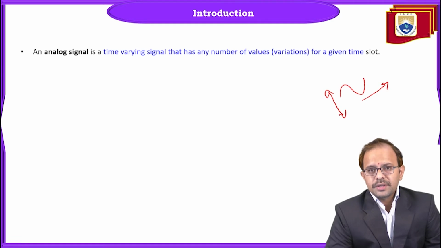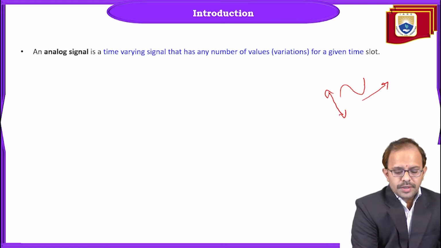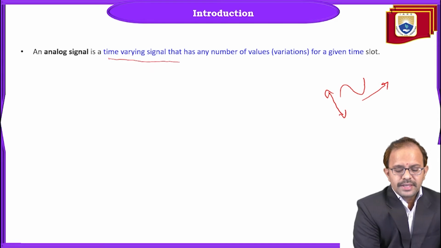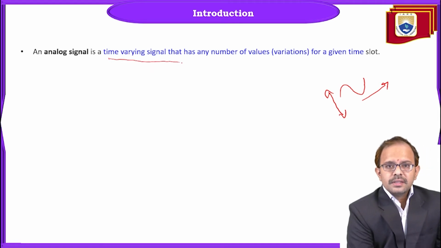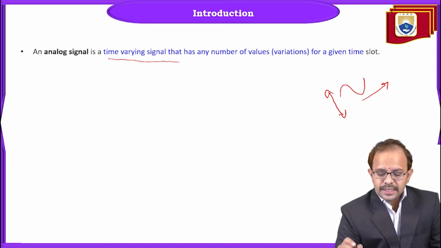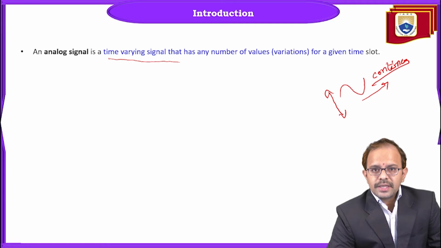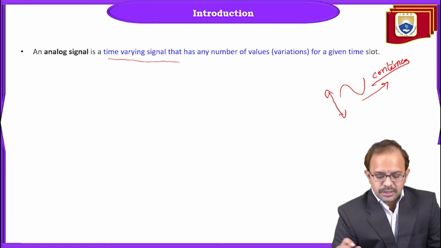Now what are we going to define here? What is meant by an analog signal? An analog signal can be a sinusoidal signal, right? So what is it going to have? It is nothing but a time varying signal. In general, analog signals are time varying signals, and how is the signal going to vary? The signal is going to vary continuously. So we will call it continuous. The signal is going to vary continuously with respect to the time.